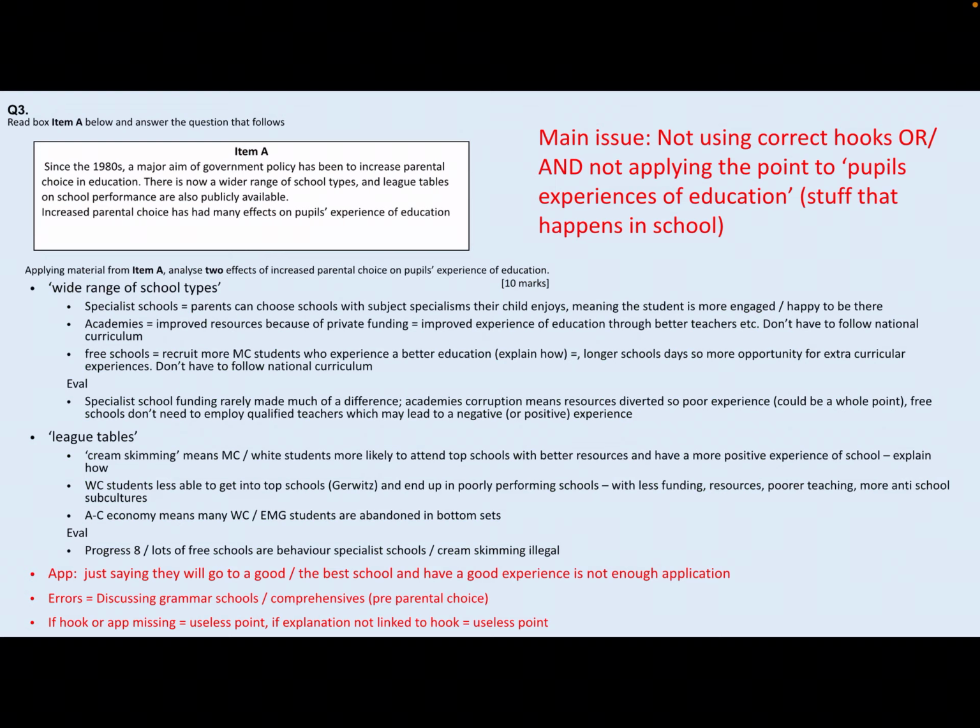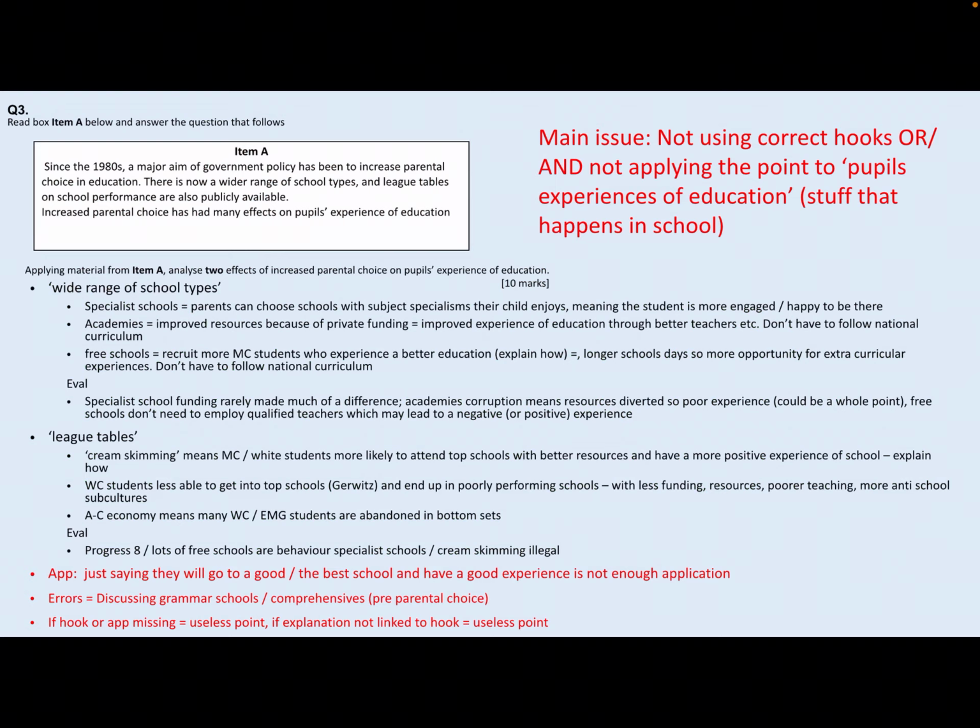As I've said before, application, lots of issues with application. Just saying that they would go to a good school or the best school and have a good experience is not enough. Likewise, saying that they'll go to a bad school or a poor school, that's not enough. You had to explain why the experience would be good or bad, okay?